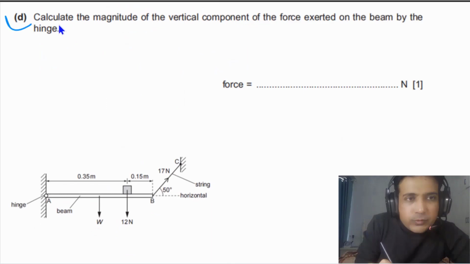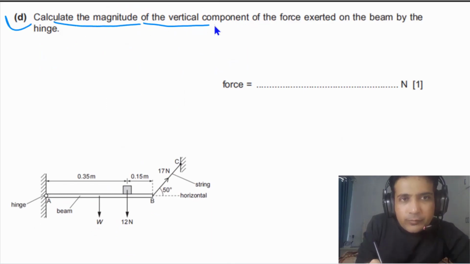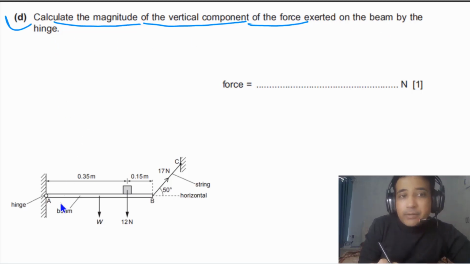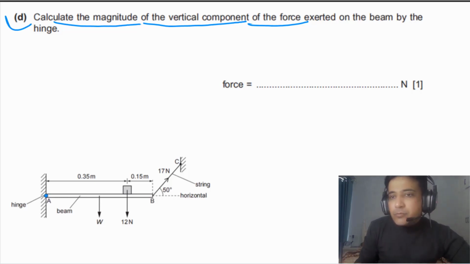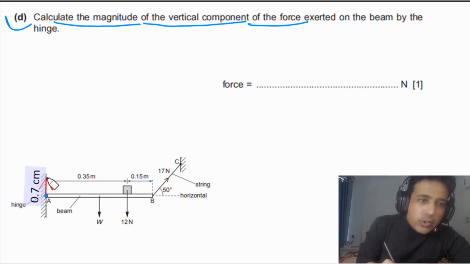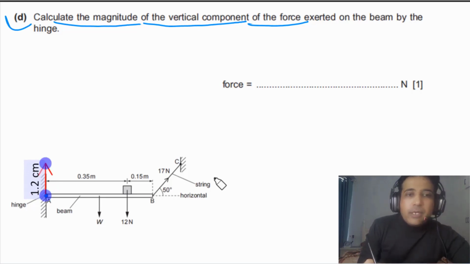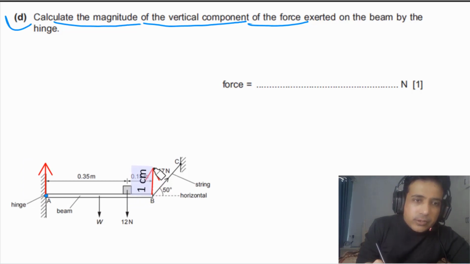For part D, we need to calculate the magnitude of the vertical component of the force exerted on the beam by the hinge. Exerted on the beam by the hinge means the force on the beam at this point. And this force is by hinge. So we need to calculate vertical component of this force. So simply first of all, we can draw the arrow. So this force we need to find out. But in this question, we have also already discussed that there is a vertical component of tension that is acting vertically upwards.